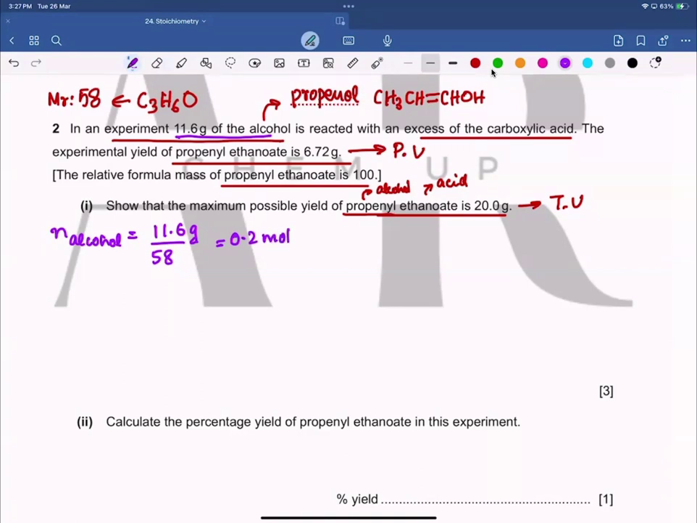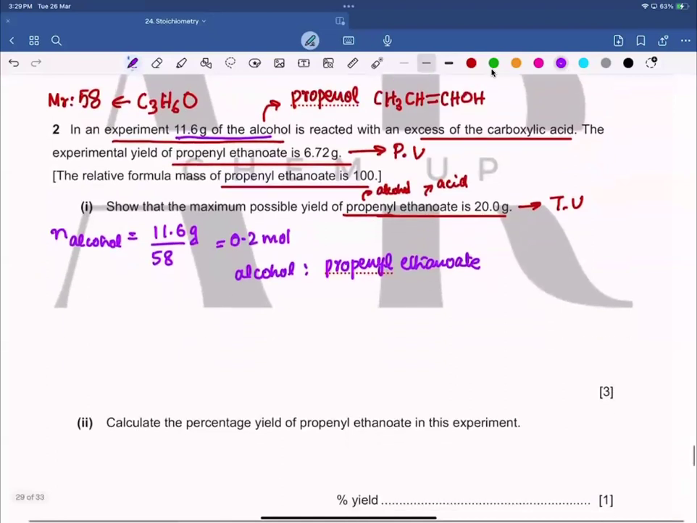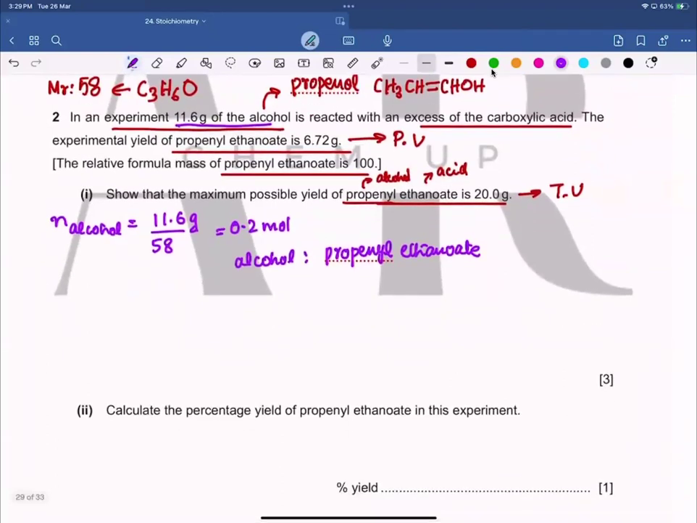Okay. Now we have to take the ratio of alcohol and propyl ethanoate. The ratio of both is 1:1. Sir, how do we know? You haven't done the organic, right? Yes. So we are going to start organic after the mole. In organic, you will study these questions. Whenever the alcohol and carboxylic acid react, they will form ester and water. The mole ratio is always 1:1.